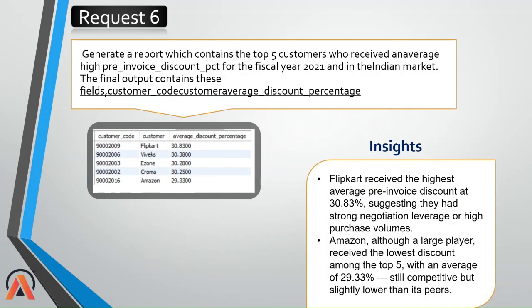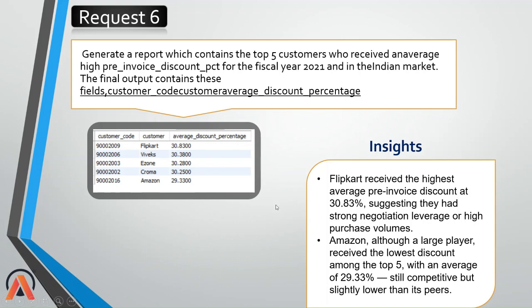Request number 6. Generate a report which contains the top 5 customers who received an average high pre-invoice discount percentage for fiscal year 2021 and in the Indian market. So this is the output that we received after querying for this question.